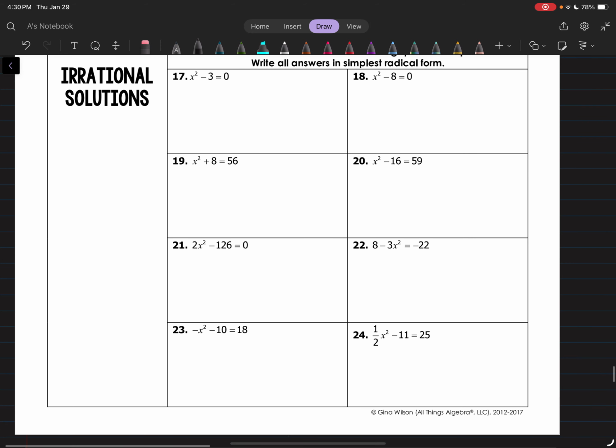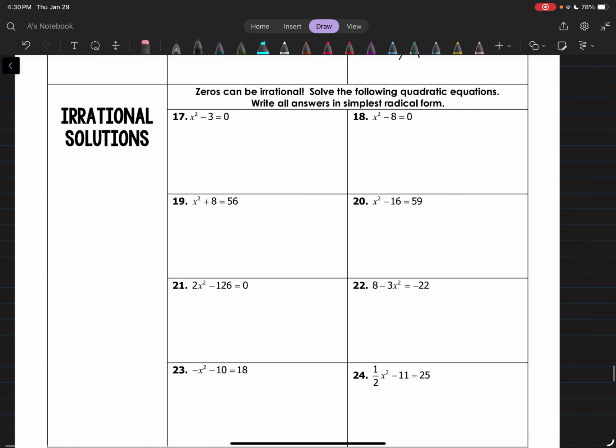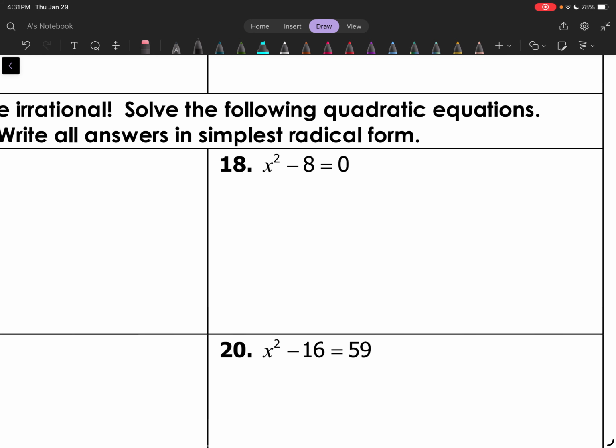All right, irrational solutions. An irrational solution means I'm going to have a number that is not a whole number or a fraction. So like on number 18. Add 8 to both sides. X squared is equal to 8. X is equal to the square root of 8.